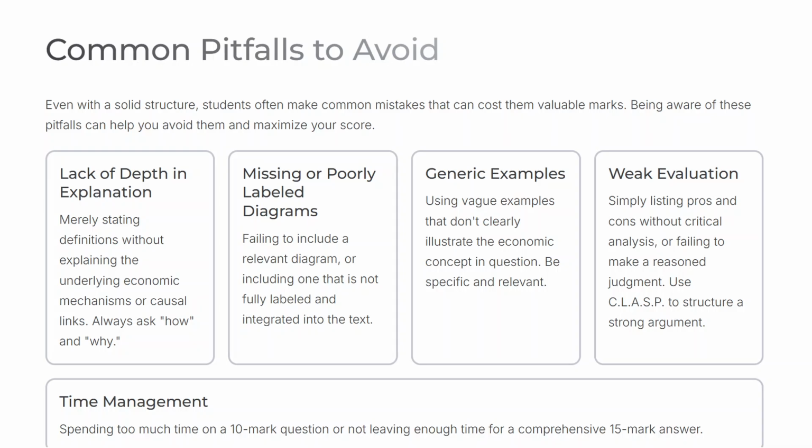Generic examples. Using vague examples that don't clearly illustrate the economic concepts in questions. Be specific and relevant. Weak evaluation. Simply listing pros and cons without critical analysis or failing to make a reasoned judgment. Use CLASP to structure a strong argument. Time management. Spending too much time on a 10-mark question or not leaving enough time for a comprehensive 15-mark answer.